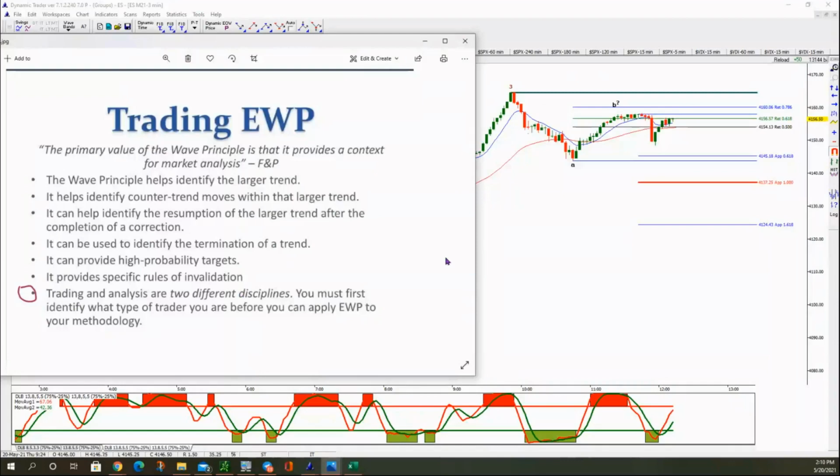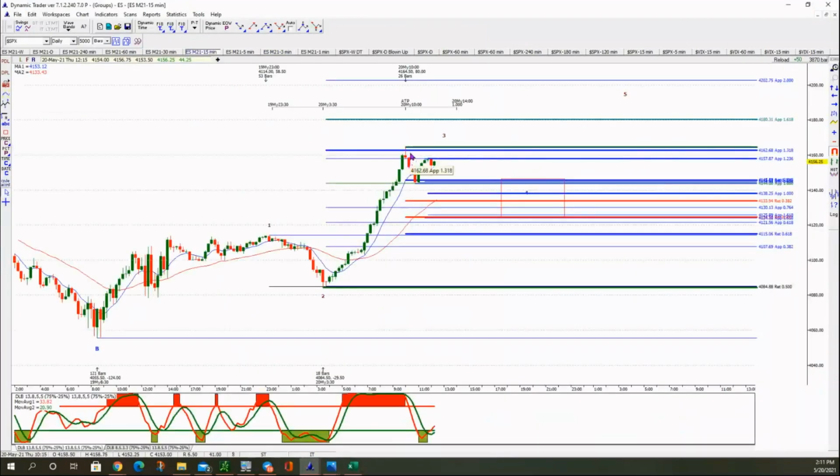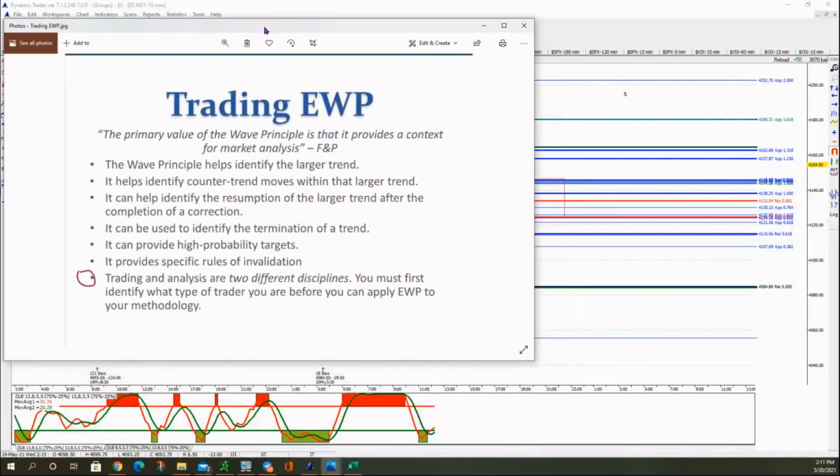It can give high probability targets. And I think you've seen that a lot with this in here, where this morning, this was our target right here, 4162.68, 4164. So that's pretty close. I'll take it. So that caused us to start trailing some stops on the trade and take some profit there. It also uses specific rules of invalidation, and we will talk about that when we talk about the Elliott wave rules.